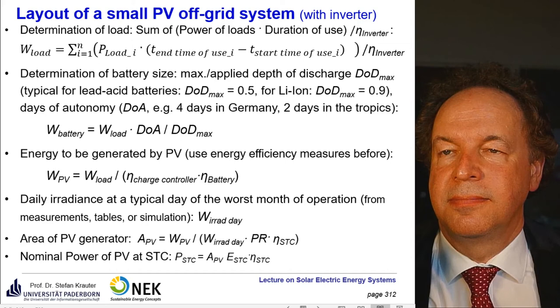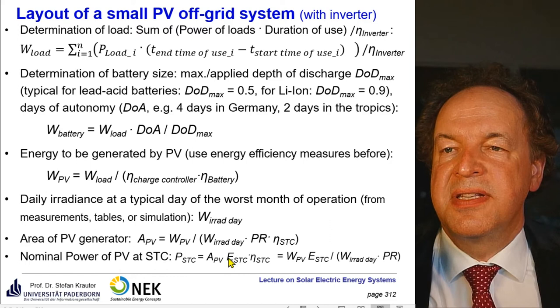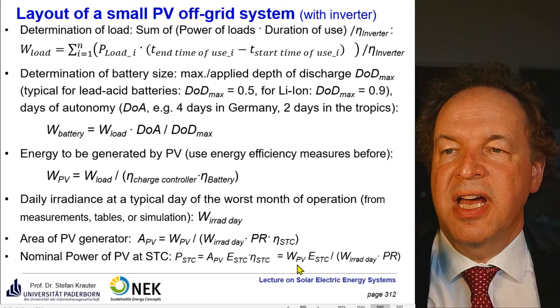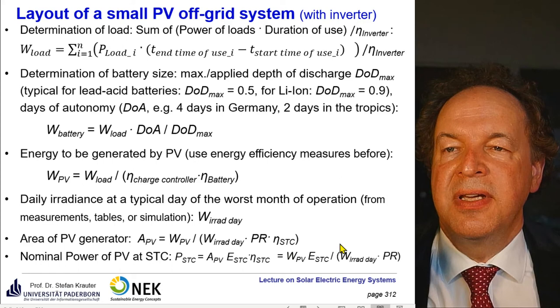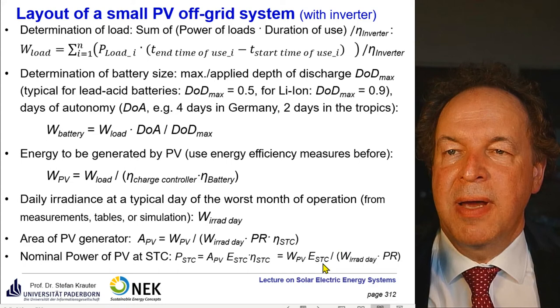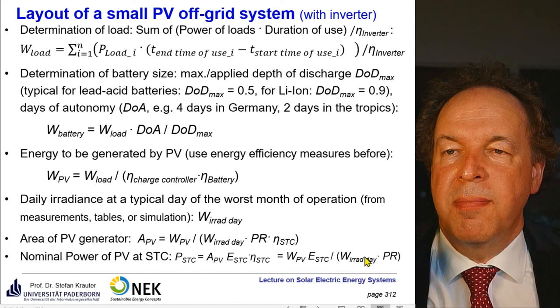So here, if you put in this number, then you can eliminate the efficiency issue. So you just have to have the energy to be generated by PV, the irradiance under standard test conditions, that's exactly 1000 watt per square meter, the irradiance received during a typical day of the worst month times the typical performance ratio.